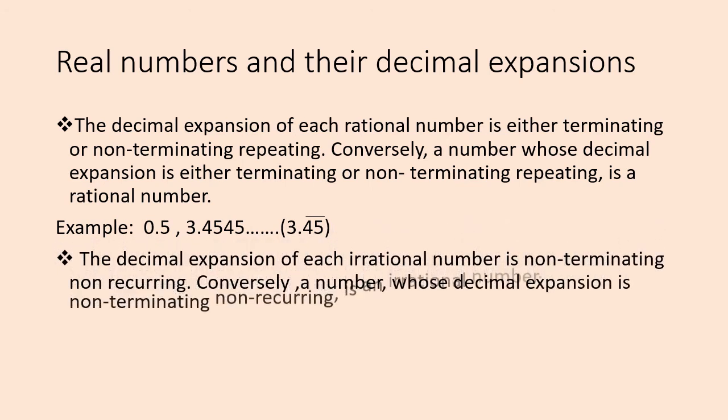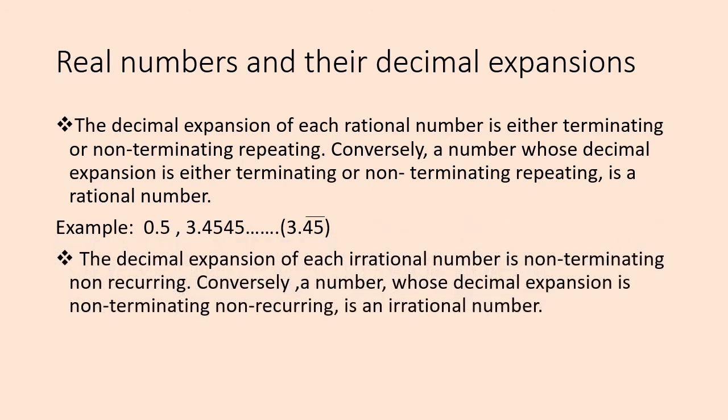The decimal expansion of each irrational number is non-terminating, non-recurring. Or conversely, a number whose decimal expansion is non-terminating, non-recurring is an irrational number. For example, you can write 3.147265, etc. That means it is a non-terminating decimal. In the same way, the decimal part is not repeating. Therefore, it is an irrational number.